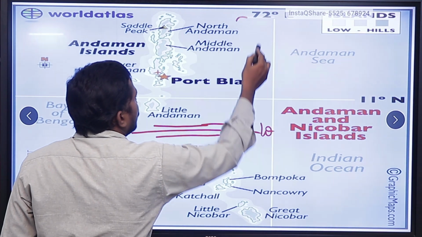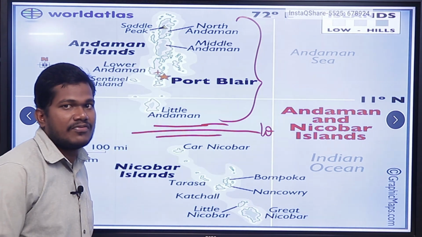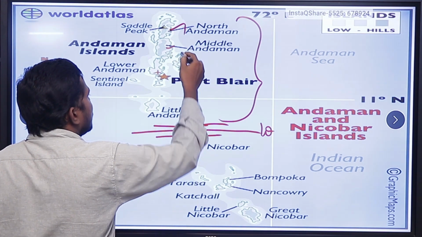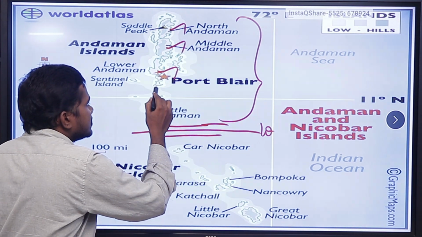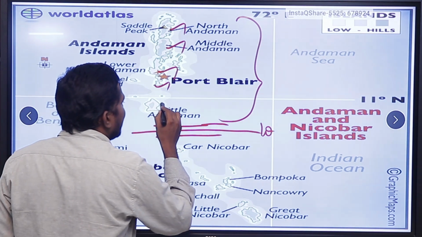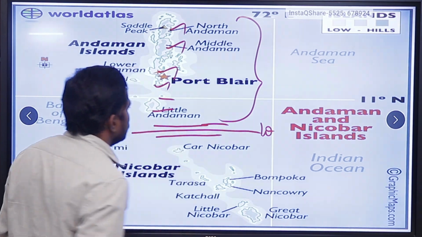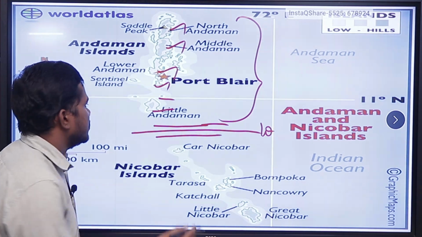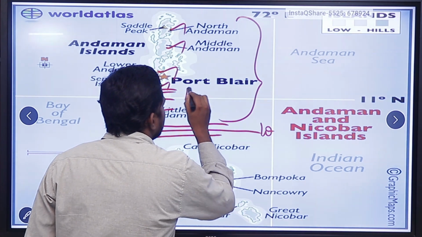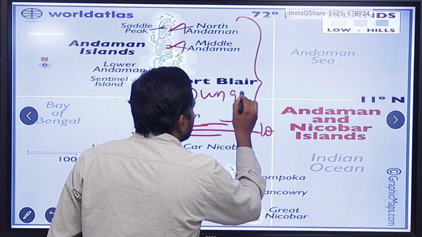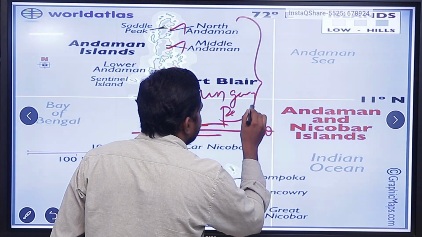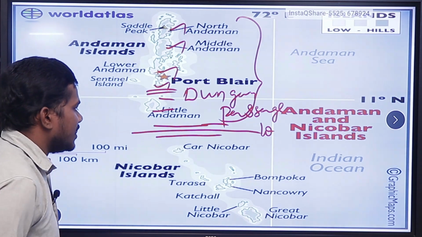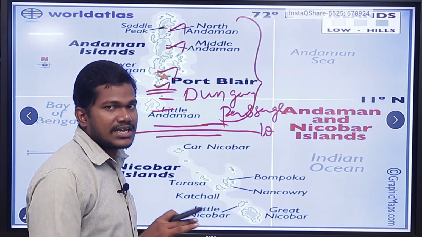In the Andaman Nicobar, Andaman can be divided into 5 physical divisions. First one is North Andaman, this one is Middle Andaman, South Andaman, and this one is Rutland Andaman. This is Little Andaman. Between Little Andaman and Rutland Andaman there is a small water passage. That passage is called Duncan Passage.